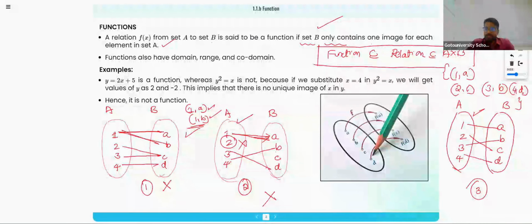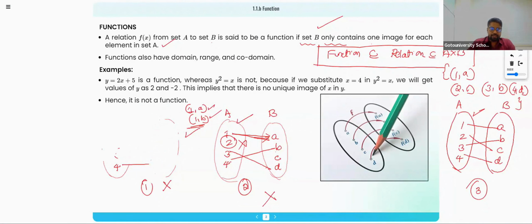So let me erase this part. I know this is not a function, right? So we don't want that. I will tell you another way there can be a possibility to clear your doubt. Check this.